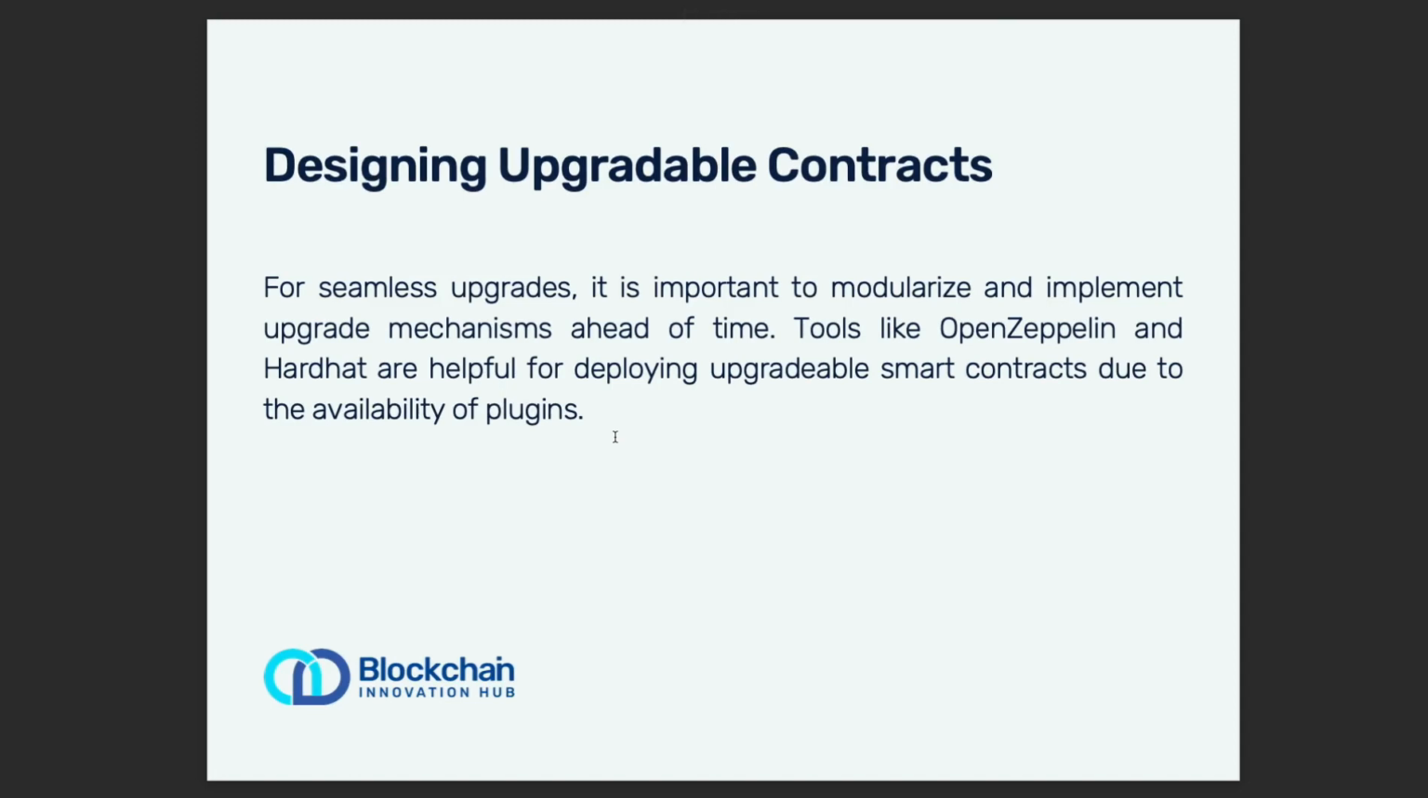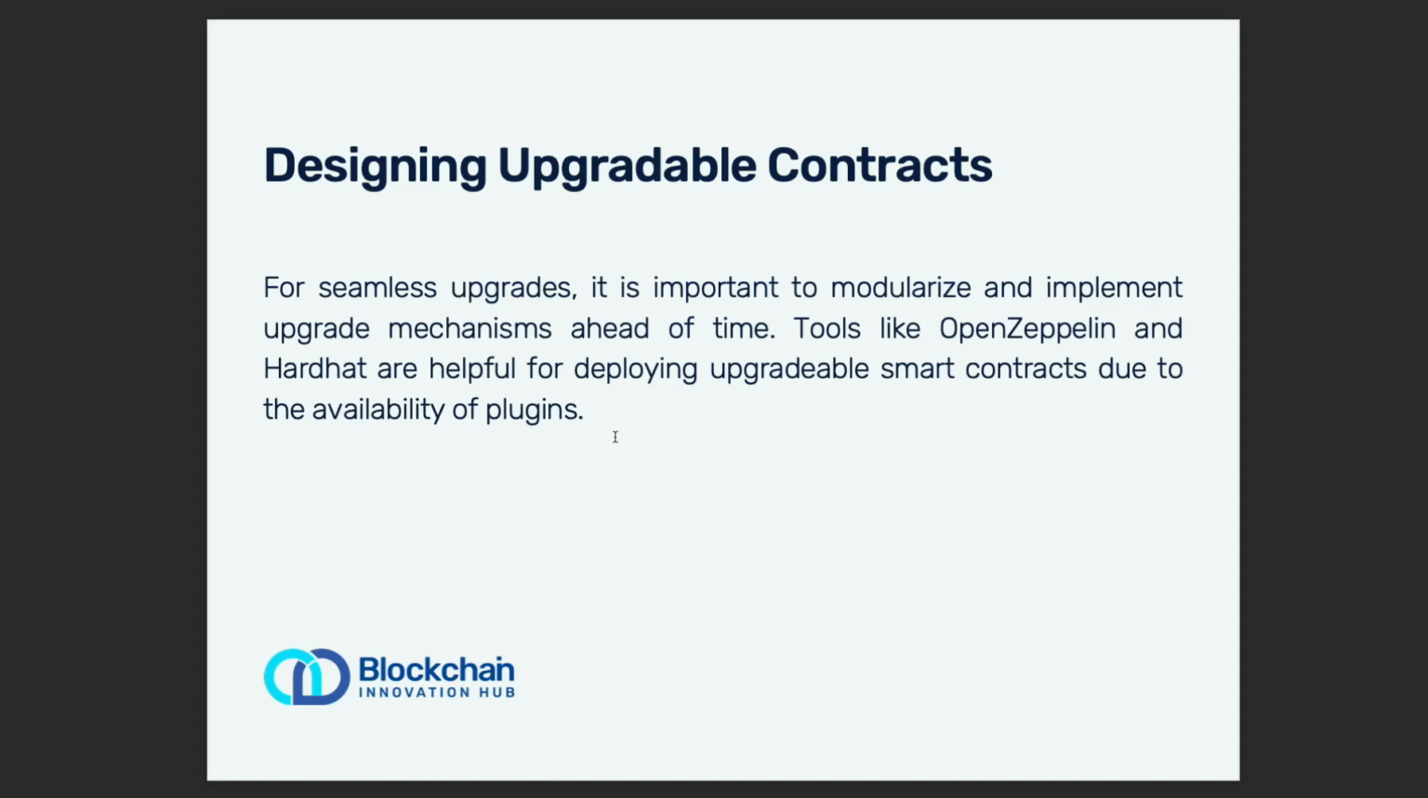In terms of designing upgradable contracts, for seamless upgrade, it is important to modularize and implement upgrade mechanisms ahead of time. Tools like OpenZeppelin and others are useful for deploying upgradable smart contracts due to the availability of plugins. We have made use of OpenZeppelin before to deploy a contract. Hardhat, I believe from next week, we'll be looking into Hardhat. So there are tools that can help you in deploying your upgradable smart contracts, because they have a vast amount of plugins you can make use of.